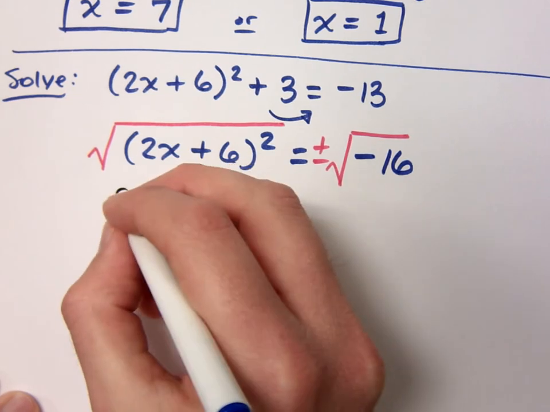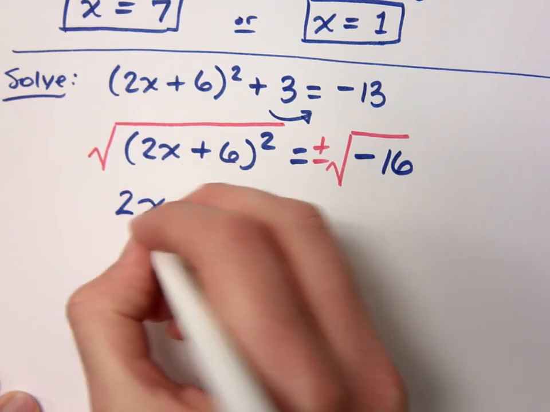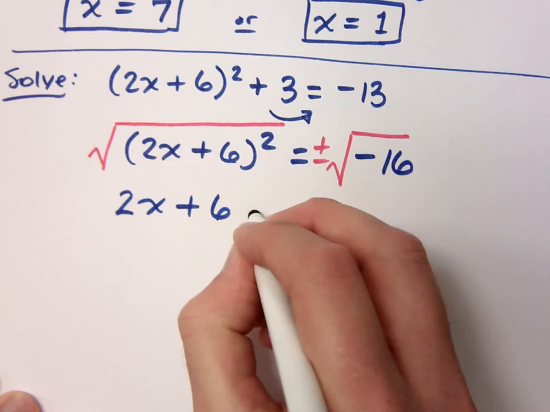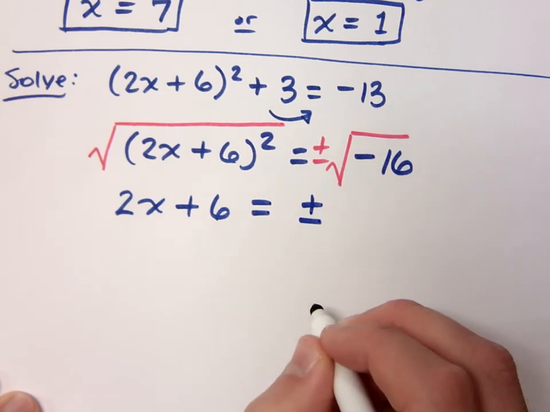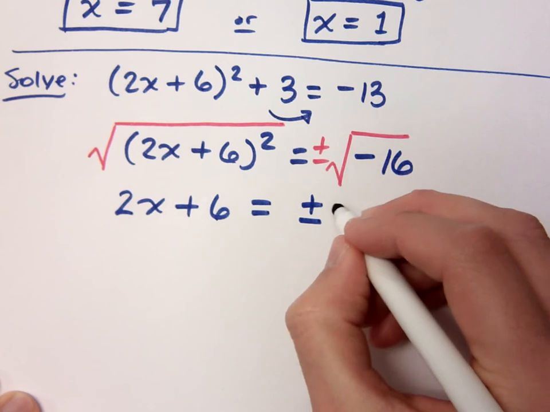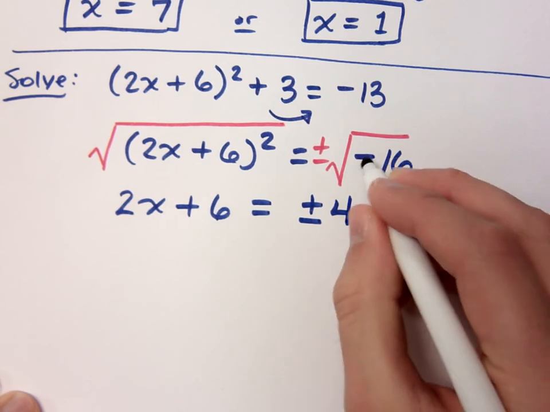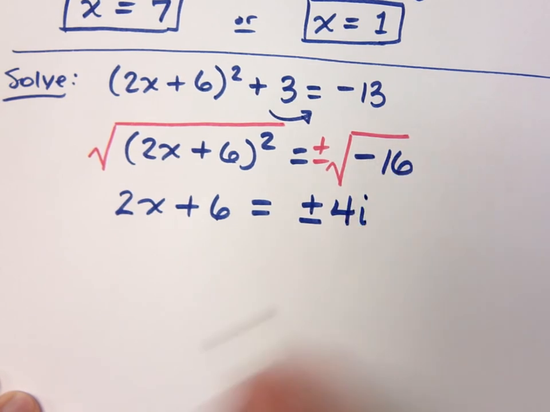I've got 2x plus 6 is equal to plus or minus. What's the square root of negative 16? The square root of 16 is 4. The square root of the negative gives me i.